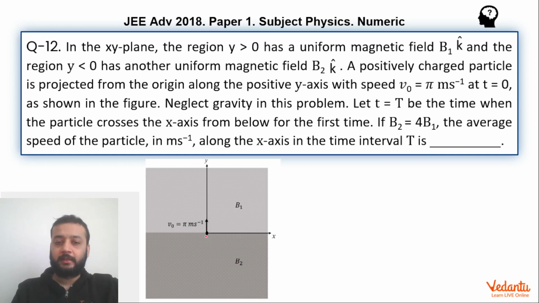Now a charged particle is projected at the speed of pi meter per second from the origin along y-axis, right? So we can see that it is projected perpendicular to the magnetic field. Now we have to find the average speed along the x-axis at the time when particle crosses x-axis from below. Okay, from below. So we will see what this means.